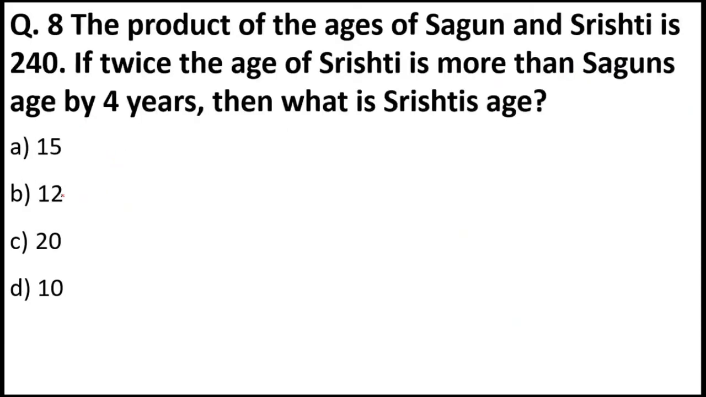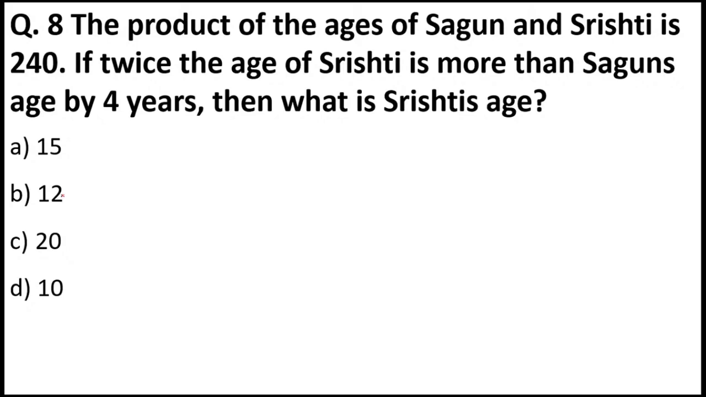The product of ages of Shagun and Shrishti is 240. If twice the age of Shrishti is more than Shagun's age by 4 years, then what is Shrishti's age? What is the age of Shrishti? Come on students, all my intelligent students, let me know what you think is the right answer over here.